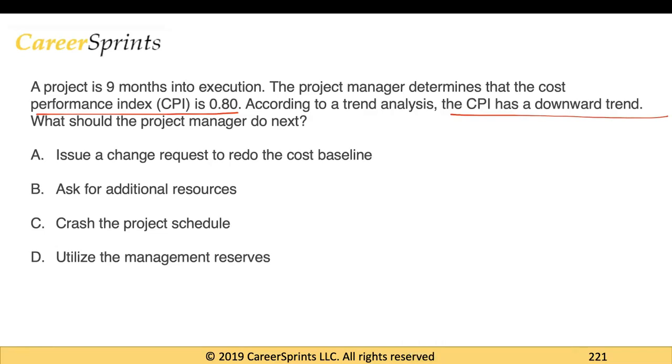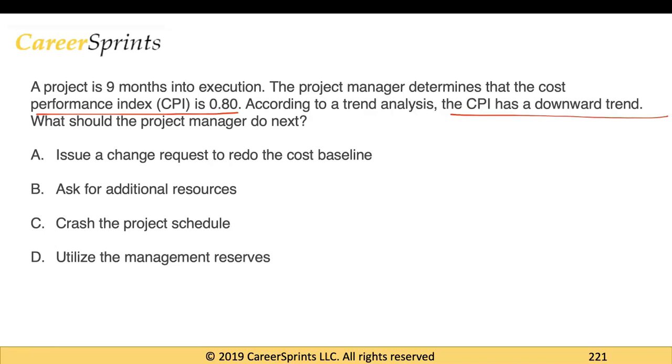So it says a project is 9 months into execution. The project manager determines that the CPI is 0.8 according to a trend analysis. The CPI has a downward trend. What should the project manager do next? So I'll give you some time to look at the options and think about the answer. So let's try to solve the question together.